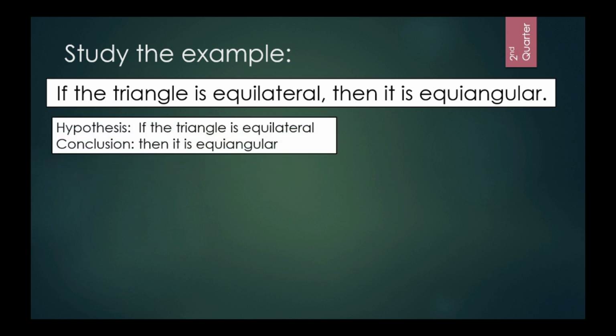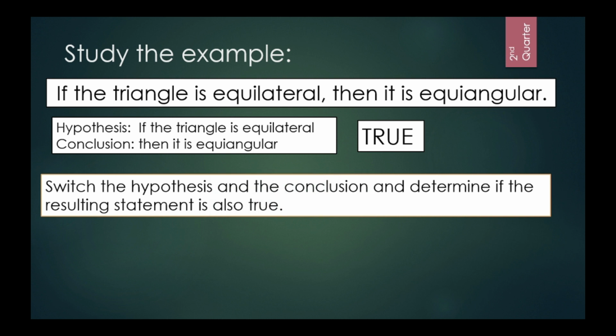In the given statement, the hypothesis is "if the triangle is equilateral." Remember, the hypothesis is the statement with the word if, while the conclusion is "then it is equiangular." The conclusion is the statement with the word then. This statement is true simply because if the triangle is equilateral, then that is automatically equiangular.